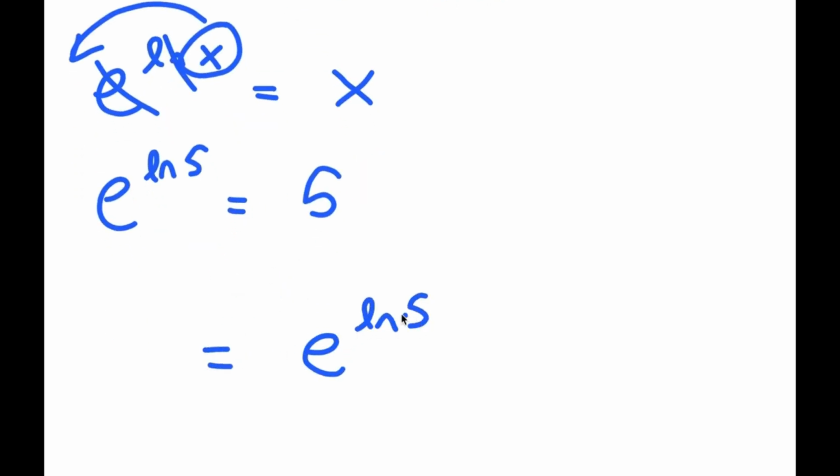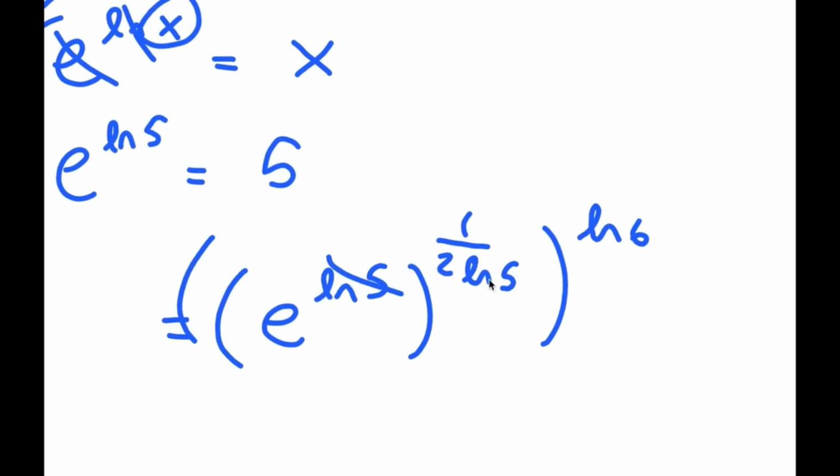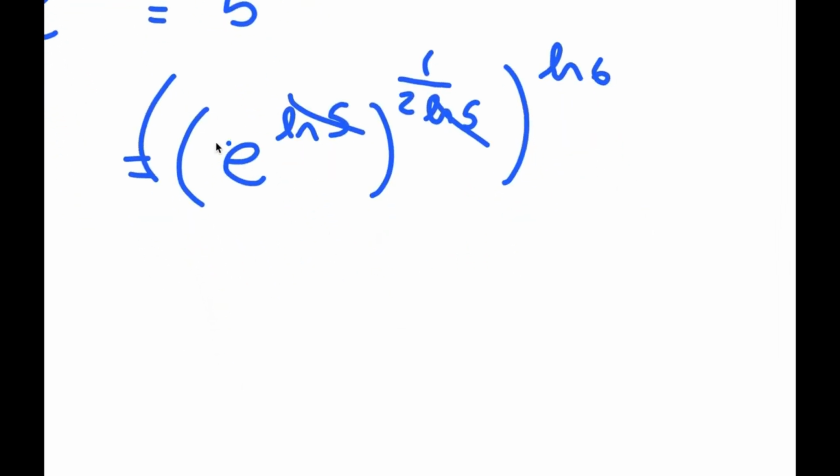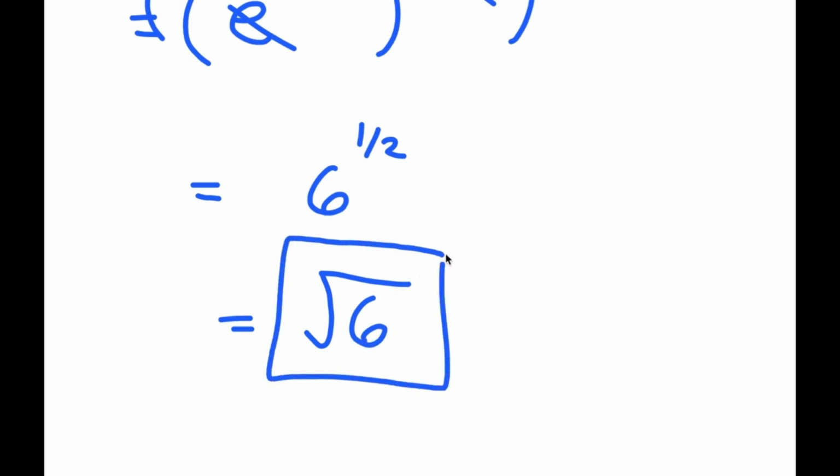So now I have e to the power of ln 5 to the power of 1 over 2 times ln 5 to the power of ln 6. Now these two cancel out, and the e and the ln cancel out. So I'm left with 6 to the power of 1/2. And 6 to the power of 1/2 is the same thing as the square root of 6. So the square root of 6 is my solution to this expression.